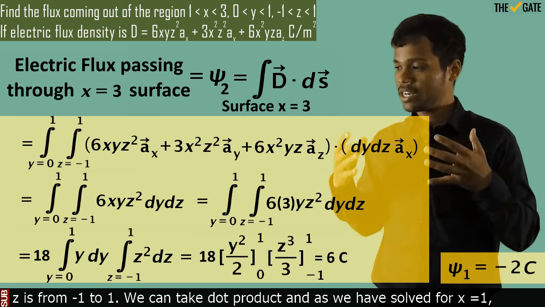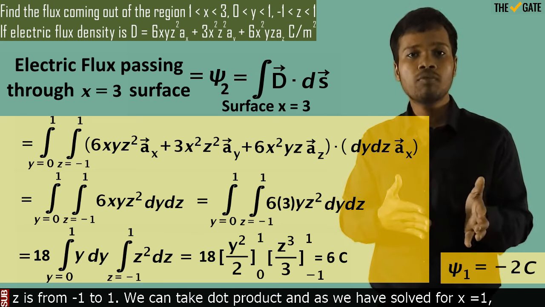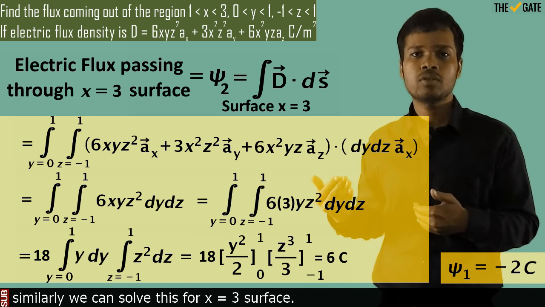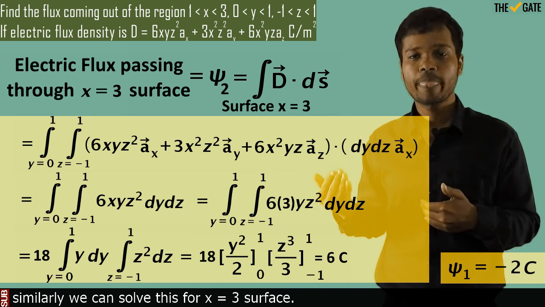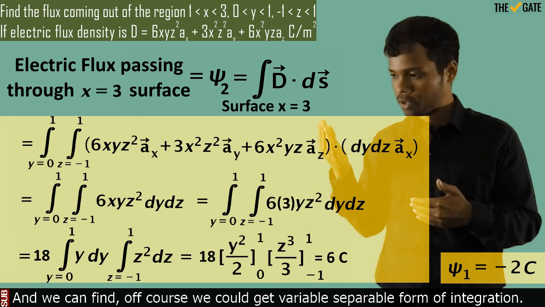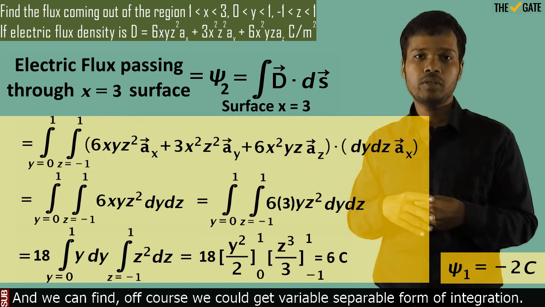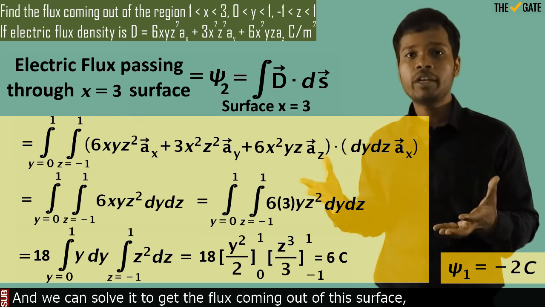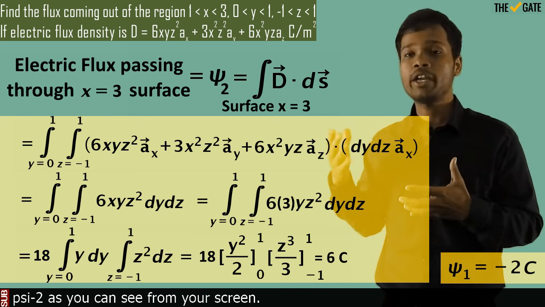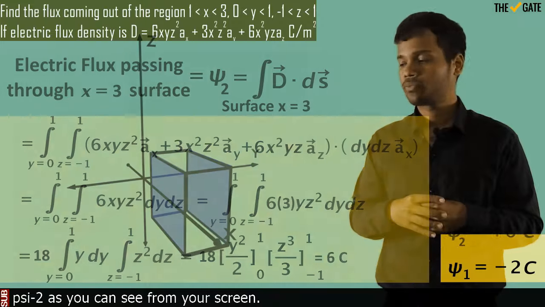1. We can take dot product, and as we have solved for x equal to 1, similarly, we can solve this for x equal to 3 surface. Of course we could get variable separable form of integration, and we can solve it to get the flux coming out of this surface, psi 2, as you can see from your screen.